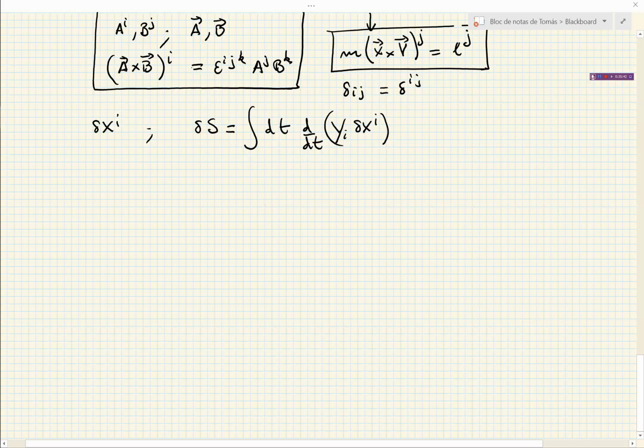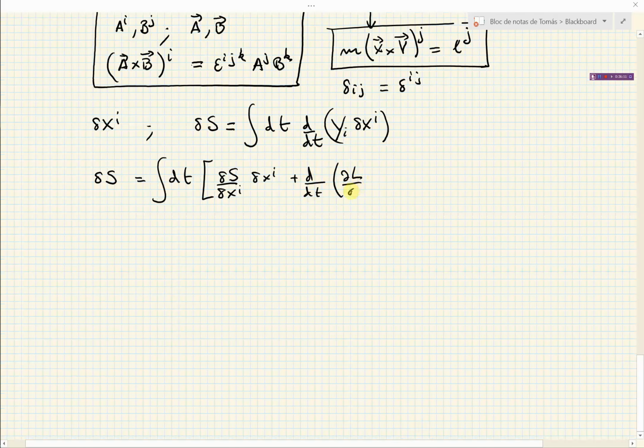So in this case, the theorem is generalized as follows. You go through the same reasoning, and you find that this is dt delta L. Delta L, remember that it was delta S over delta xi times delta xi, plus the total derivative dt of partial L partial x dot i delta xi. But now, by assumption, instead of 0, this is going to be dt of this total derivative.